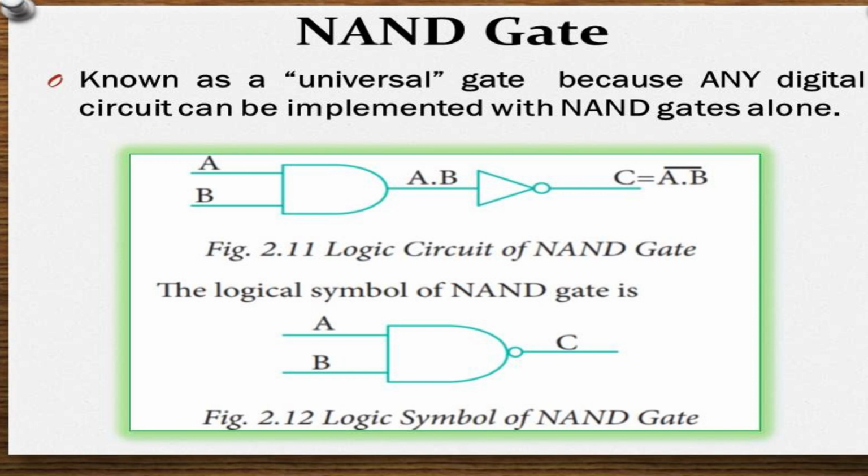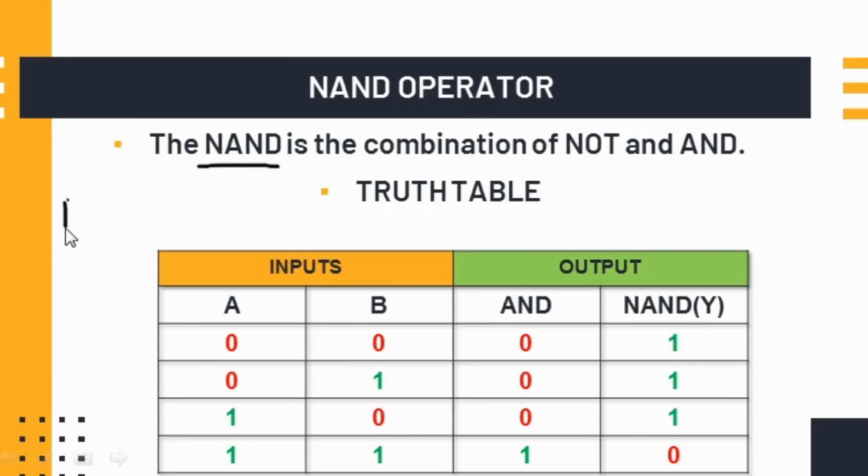Okay, the next one is the NAND gate, and it is known as a universal gate because any digital circuit can be implemented with NAND gates alone. It is a combination of the AND gate and the NOT gate. So the NOT plus AND gate produces the NAND gate. Okay. So here we have the truth table.